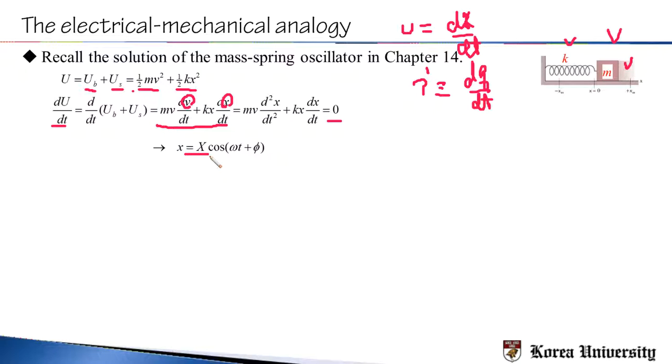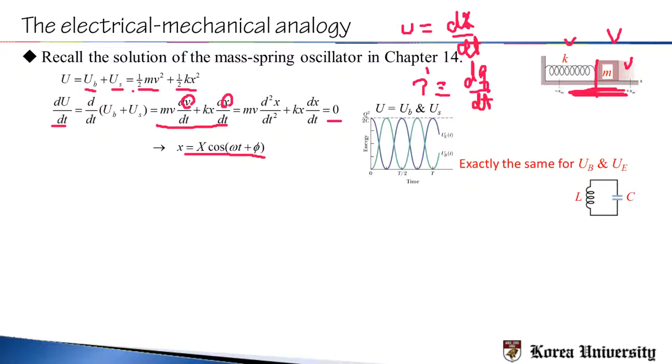So the position here can be written using a cosine function, which means that this block will move back and forth like a cosine function. This phenomenon is exactly the same. This is the same graph that we have seen in the previous slide. This graph also represents how kinetic energy and potential energy oscillate back and forth.